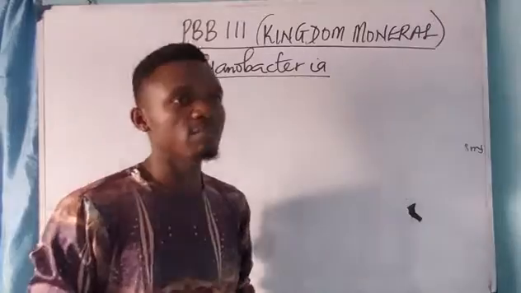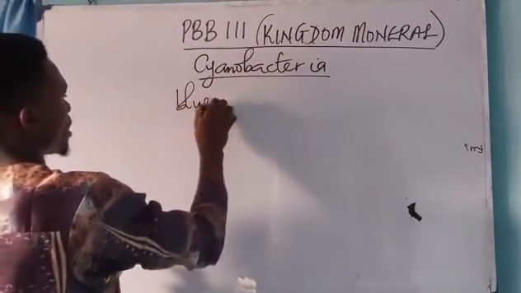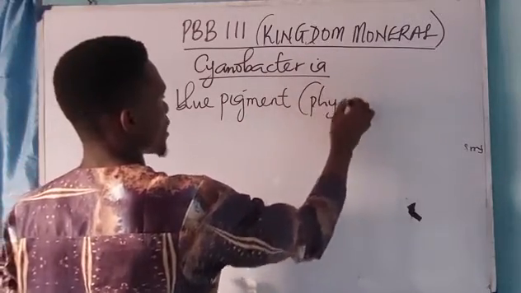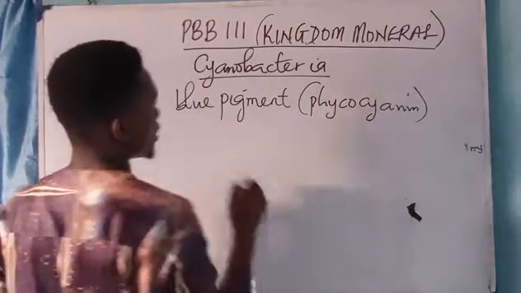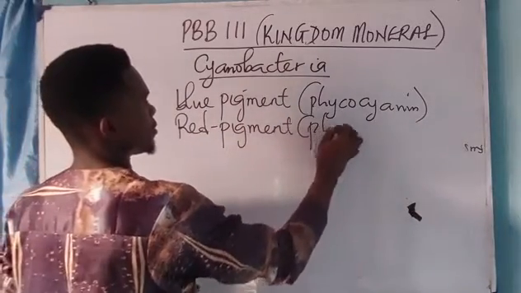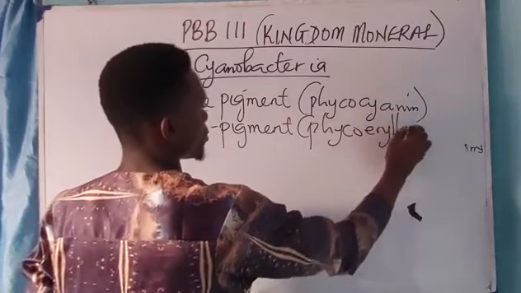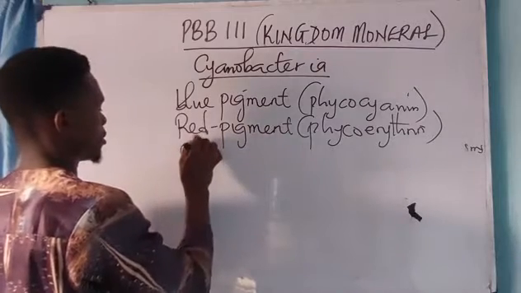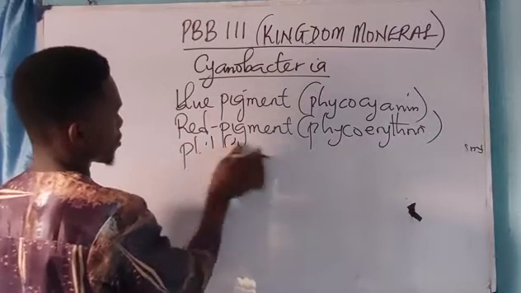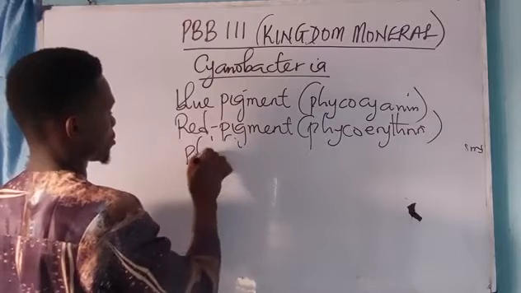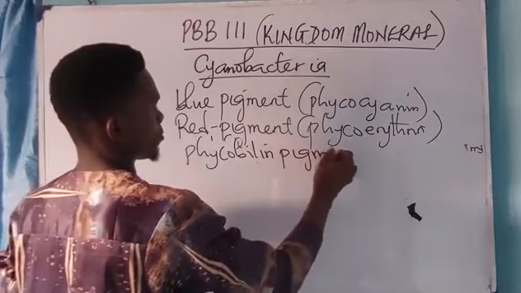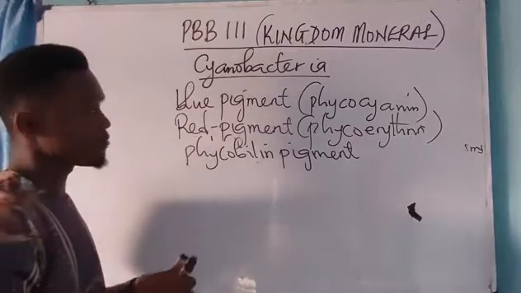These cyanobacteria have blue pigments. This blue pigment is called phycocyanin, and they have red pigments. This red pigment is called phycoerythrin. So these are the pigments they use for photosynthesis.